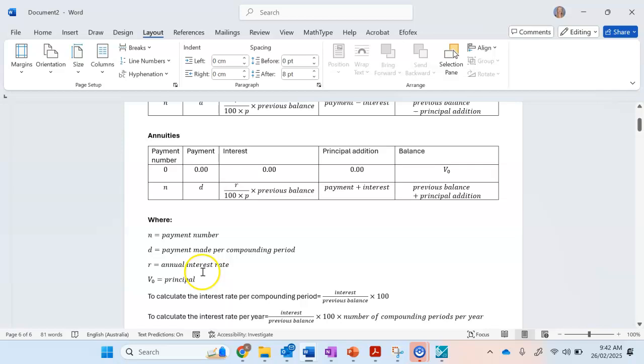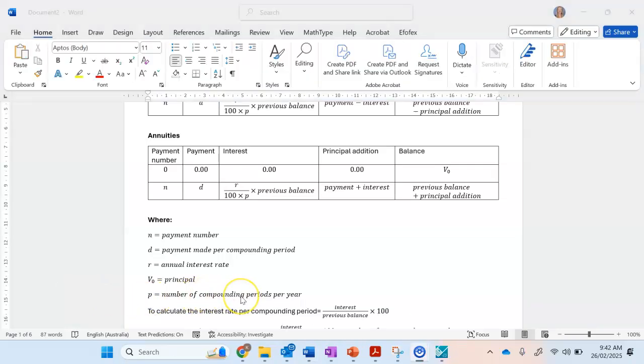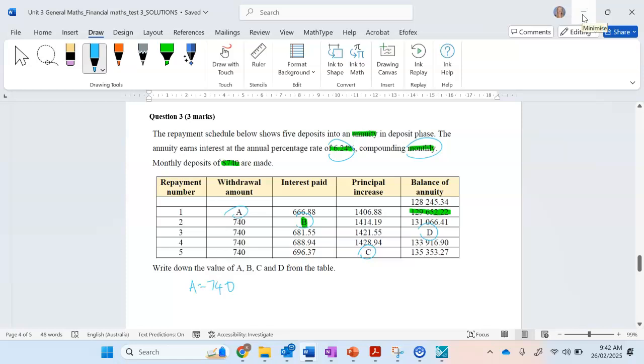No, I haven't defined P. P is your number of compounding periods. I'm going to put that in. P is the number of compounding periods per year. So we're going to use this formula here, R over 100 times P times the previous balance to work out B. All right, so our annual interest rate is 6.24%. 6.24 over 100 times the number of compounding periods times the previous balance.